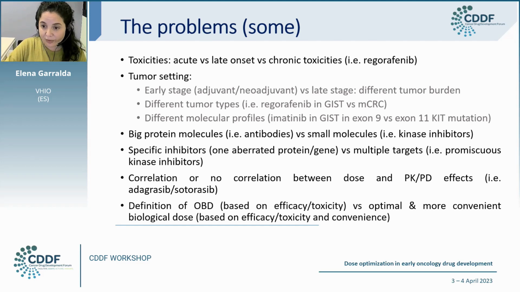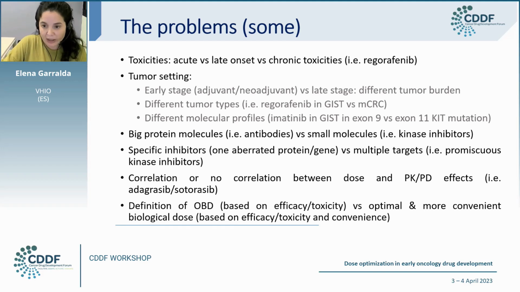We know that there are different variables that are going to be affecting dosage. For example, the tumor setting. It could be different in the early stage versus late stage, the tolerability of the drug. And this could depend, for example, on the difference of tumor burden. It could depend on the different tumor types. For example, the tolerance of regorafenib in GIST tumors versus metastatic colorectal cancer patients. It's different. It could even depend on different molecular profiles. We know that we need different doses of imatinib in GIST that have exon 9 mutations versus exon 11 KIT mutations. So that has a lot of variability, the dose that is going to be correct.